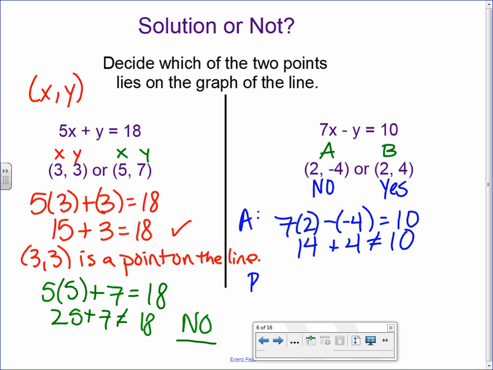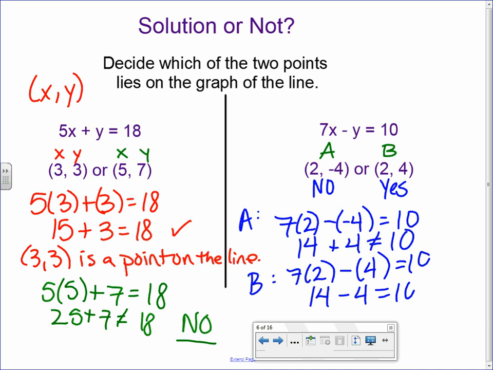And then the next one is going to look very similar. 7 times 2 minus, now it's a positive 4 in there. So then you have 14 minus 4, which equals 10. Okay? Any questions? Checking if you have a point on a line.